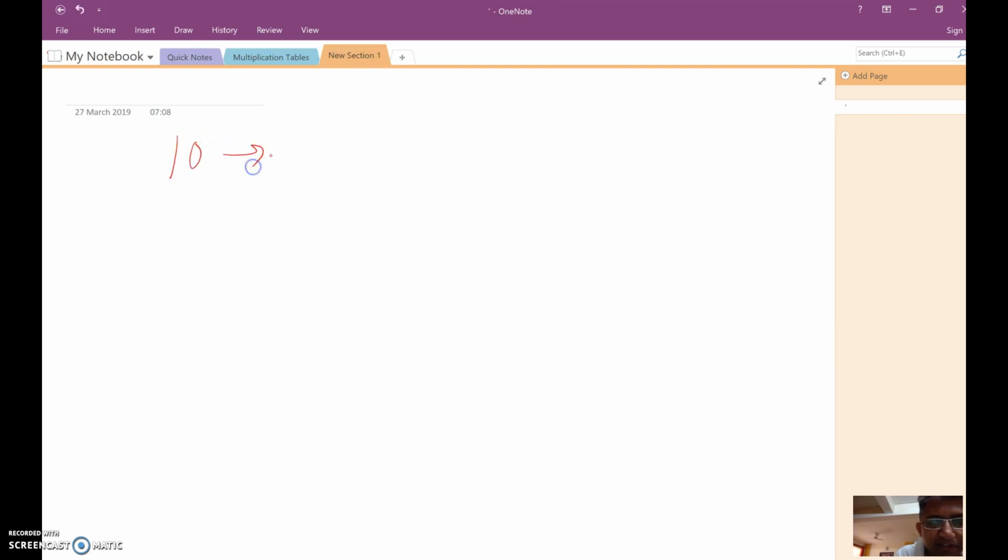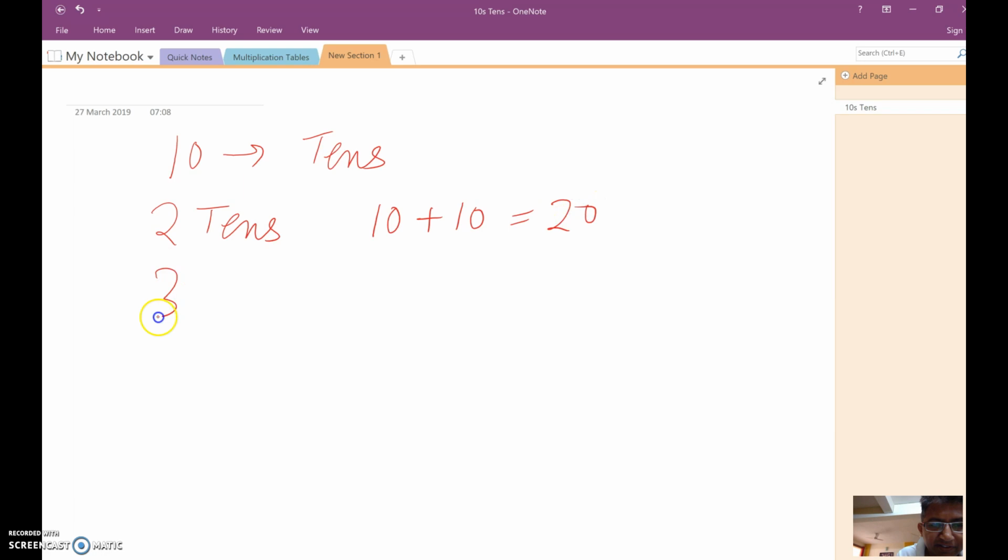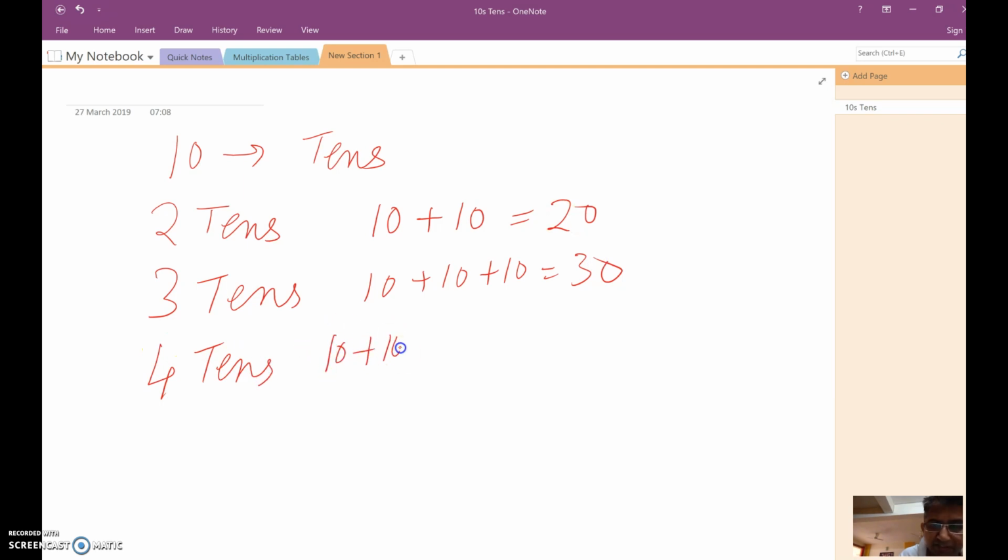10 is 1 ten. 2 tens means 10 plus 10 equal to 20. 3 tens, 10 plus 10 plus 10 is equal to 30. 4 tens is equal to 10 plus 10 plus 10 plus 10 is equal to 40.